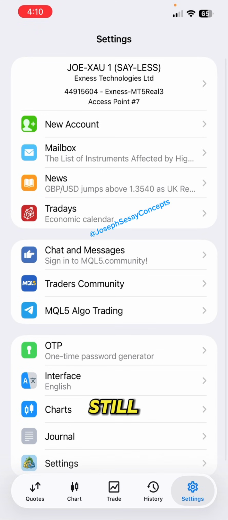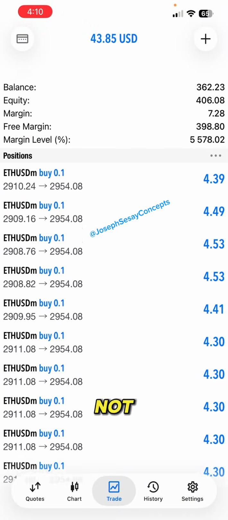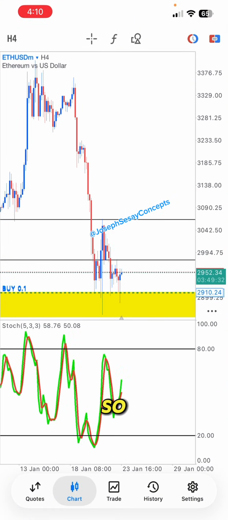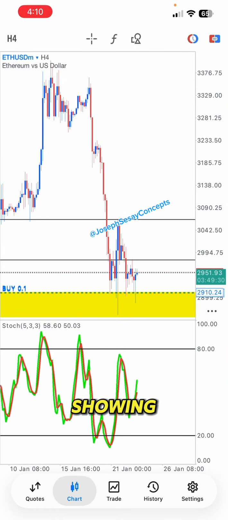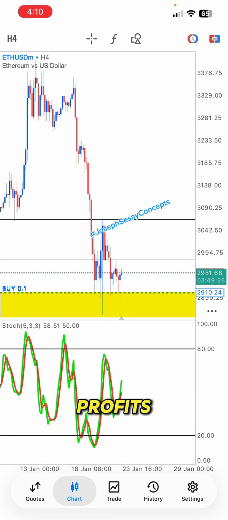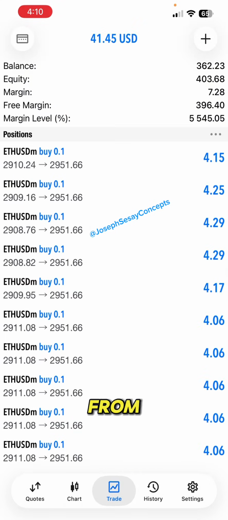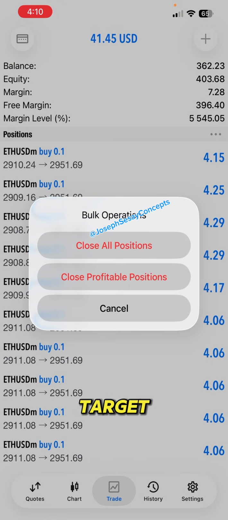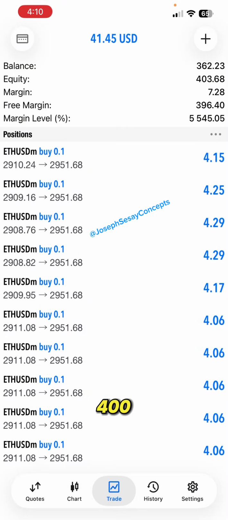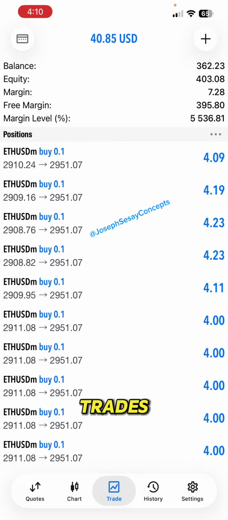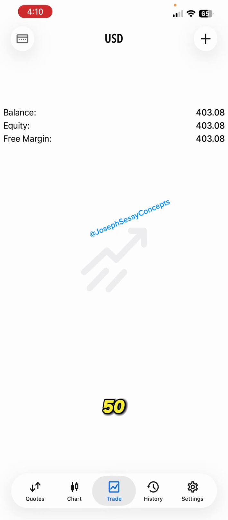So check this, it's still the same account, a real account. It's not a demo at all. We'll be doing more flipping videos this year, so you just get to learn. I love showing the chart instead of the profit, because you learn from the chart. We have reached our target of 400, right? So what are we going to do? We are going to close all our trades. In just 3 trades, we took $50 to $400. Thanks a lot.